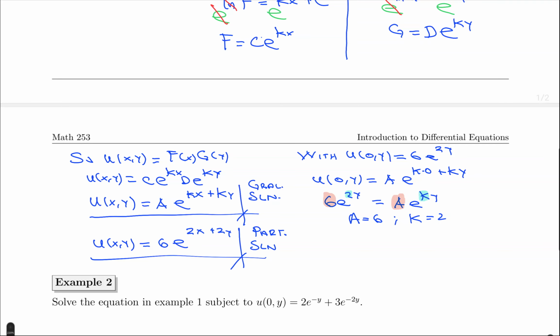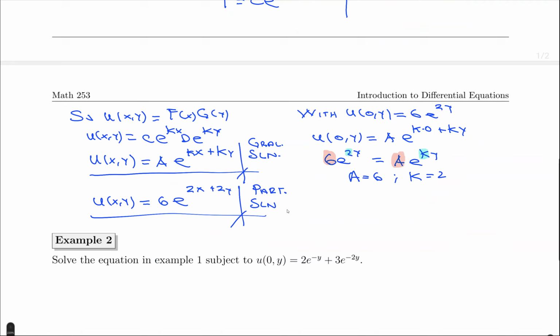Okay, guys, let's do a follow-up to this example. So example number two is essentially example number one with a little twist. Solve the equation in example one, subject to the condition in a similar way. However, this one has two exponential terms. So the purpose of this follow-up exercise is to show you how we handle this type of solution when our initial condition has more than one term. All right, let me show you.